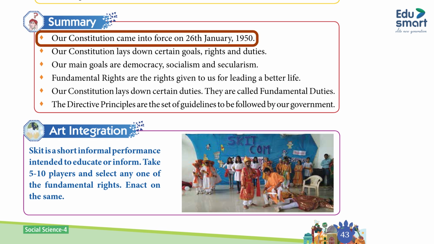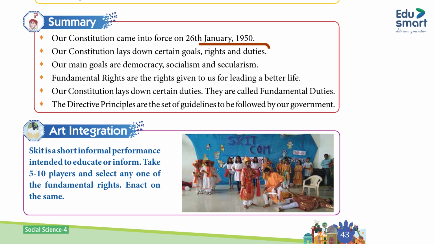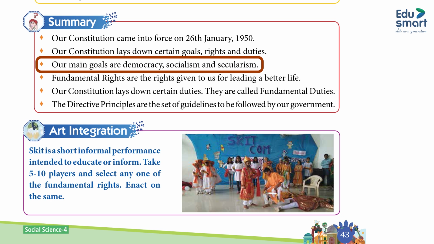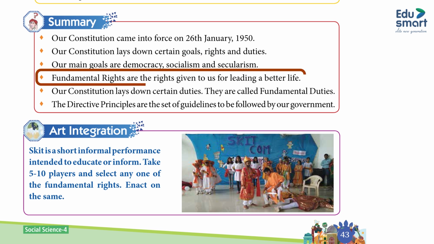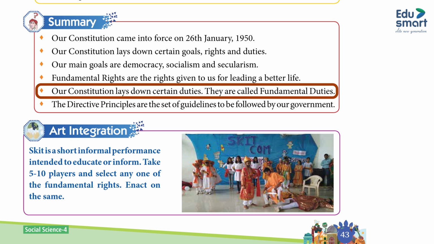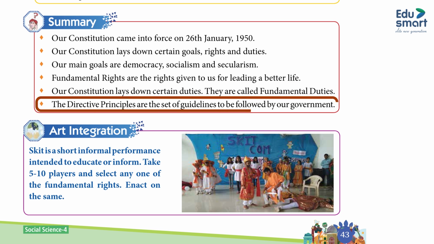Summary. Our constitution came into force on 26 January 1950. Our constitution lays down certain goals, rights and duties. Our main goals are democracy, socialism and secularism. Fundamental rights are the rights given to us for leading a better life. Our constitution lays down certain duties. They are called fundamental duties. The directive principles are the set of guidelines to be followed by our government.